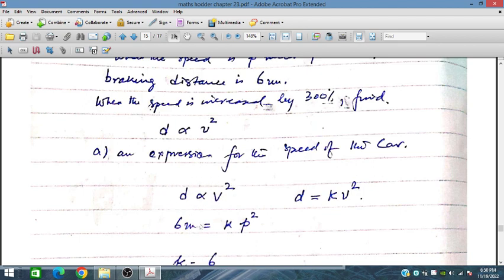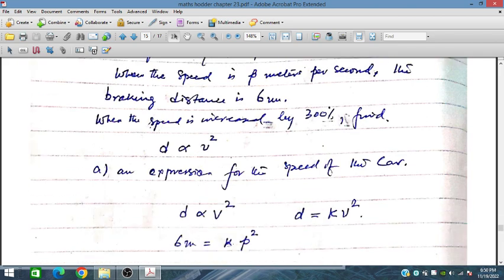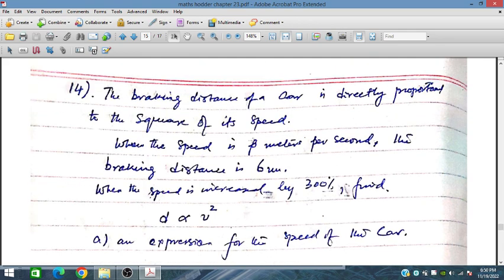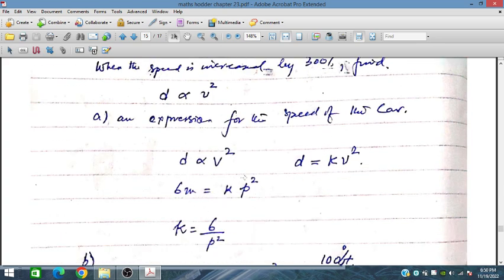So this is 6 meters, and this is k. This proportionality goes with k v square. So this is k, and v is the speed, which is p meters. So this is p meters squared. So k is equal to 6 upon p square. This is the proportionality constant, whose value is 6 upon p square.